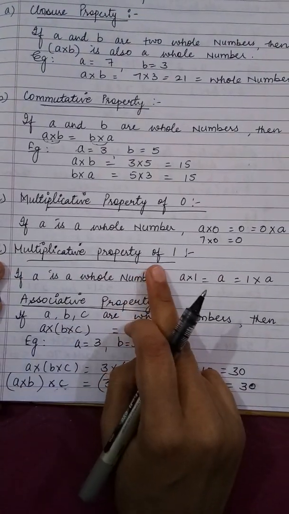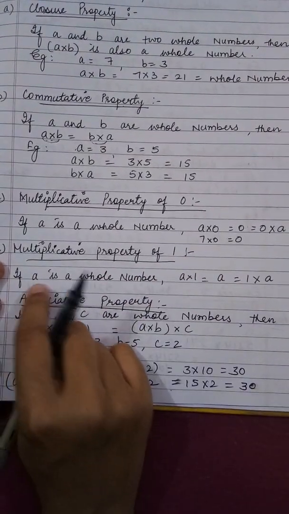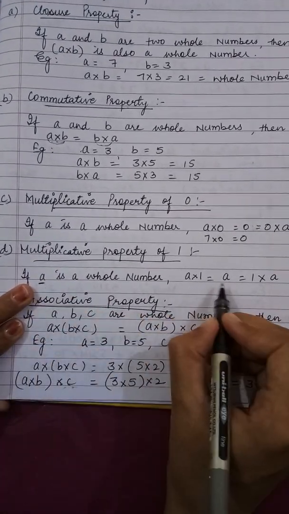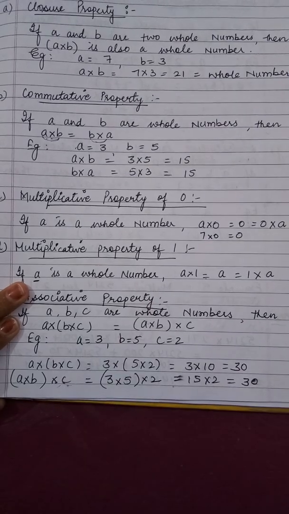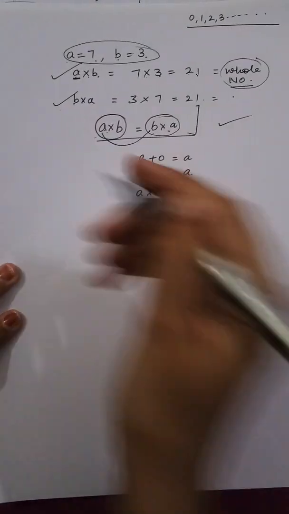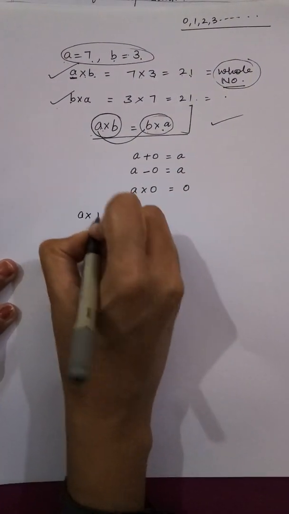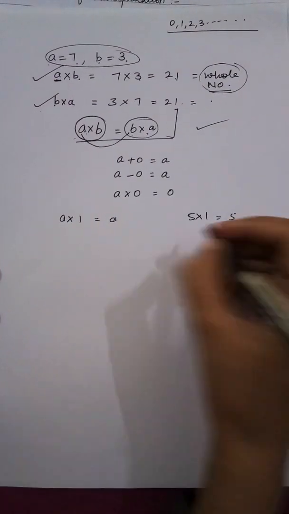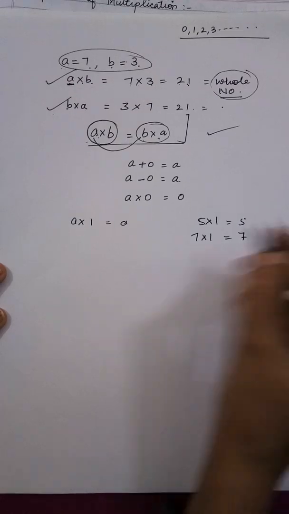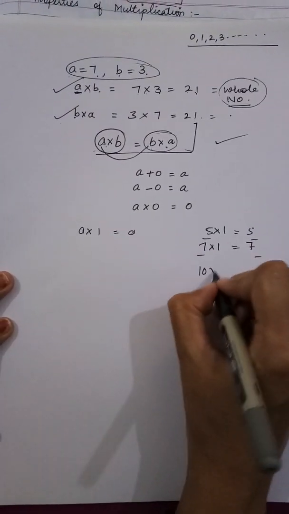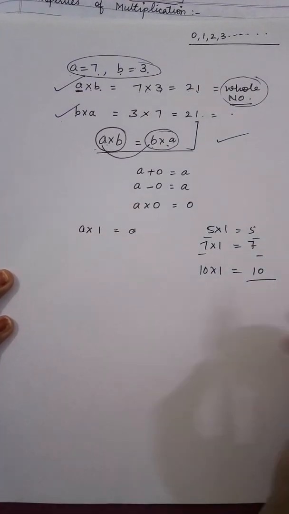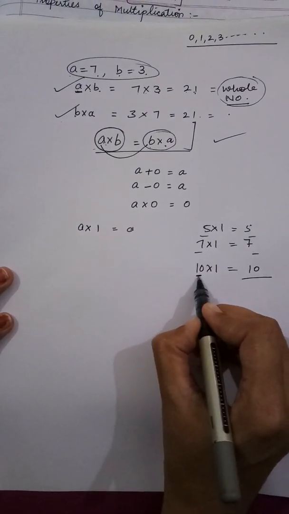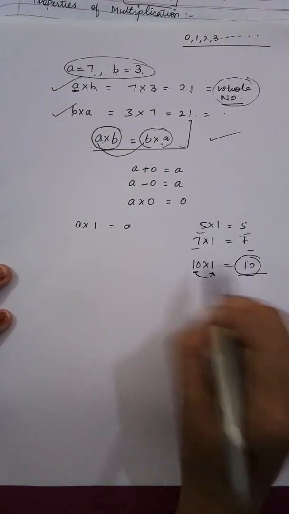Next, multiplicative property of 1. If a is a whole number, now if I multiply that whole number with 1, it will give me the same number. You all know that whenever we multiply any number with 1, the same number comes. 5 into 1 is 5, 7 into 1 is 7, 10 into 1, the same number comes. So the multiplicative property of 1 is that if I multiply any number with 1, I will get the same number.